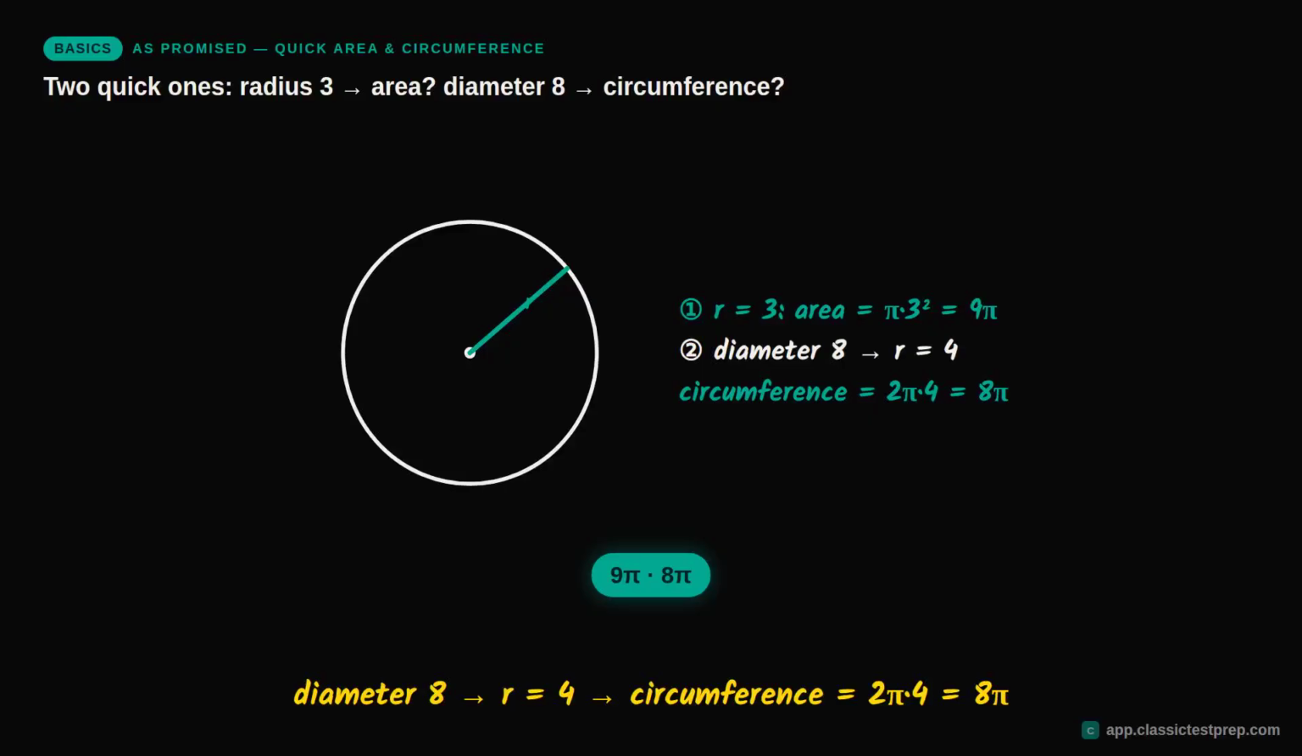A circle has a diameter of 8. What is the circumference? Diameter is twice the radius, so the radius here is 4, and our circumference is 2 pi r, so 2 pi times 4, 8 pi gives us the circumference. That's it.